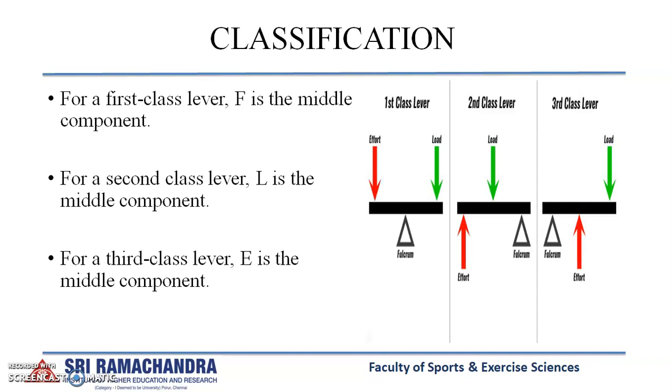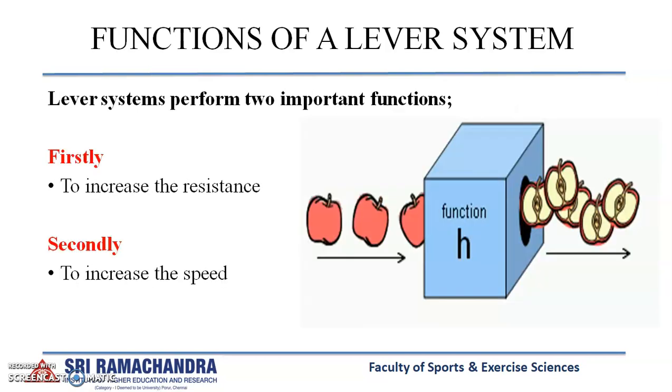Now, in the previous slides, we have seen types of lever. Now, let's classify the lever system into three: first class lever system, second class and third class lever system. As I discussed in the previous slides, we have to think about F, L, E. Without these three components, we won't be able to determine the mechanical advantage and the types of lever system. In the first class lever, F is the middle component, L is the middle component of a second class lever, and E is the middle component of third class lever.